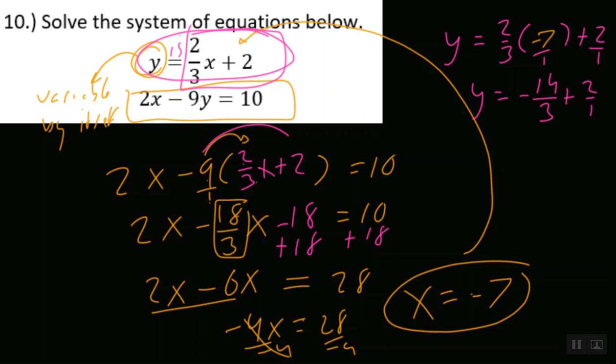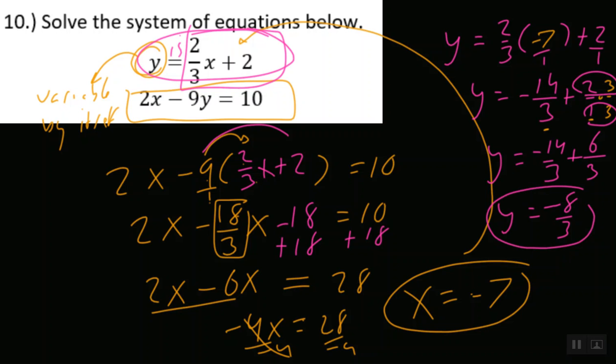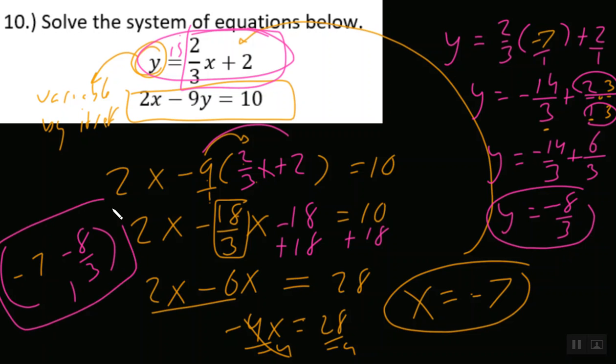Remember, in order to add our fractions, we always need to multiply. We need to get this 1 to become a 3, so multiply by 3 over 3. Now from here, we could say this. y equals negative 14 over 3 plus 2 times 3 is 6 over 1 times 3, 3. And y is equal to negative 8 over 3. We now have enough information to write our value. x is negative 7, and our y value is negative 8 over 3.